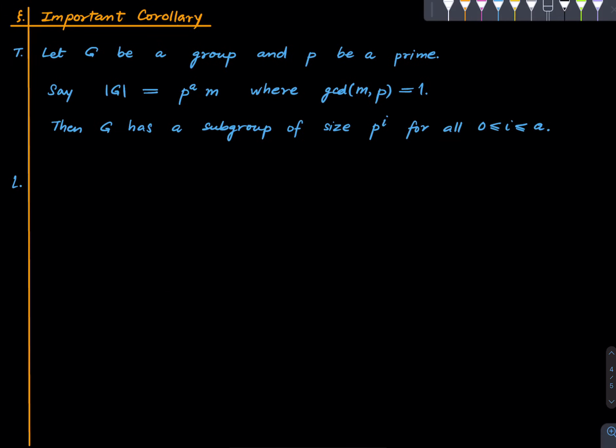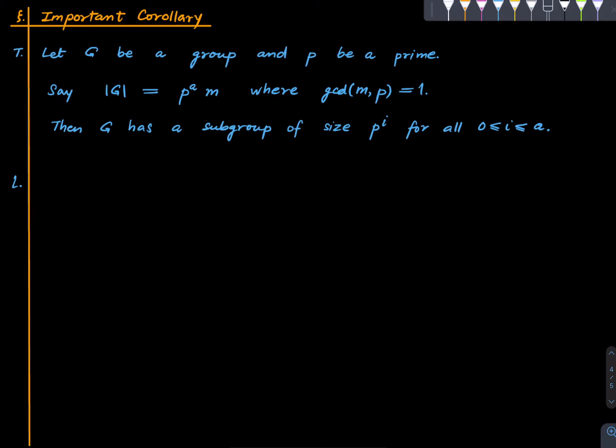So suppose we have a group G and p is a prime, and say the cardinality of G is of this form where m is relatively prime to p, the usual. Then G has a subgroup of size p to the i for each i in this range. The Sylow existence theorem says that you can take i equal to a, but now we are saying more, that if you have some prime power which divides the cardinality of G, then you have a subgroup of that size. You could think of it as a generalization of Cauchy's theorem.